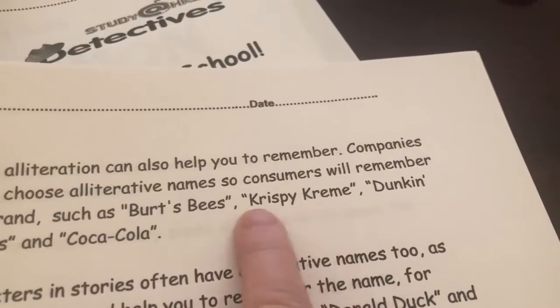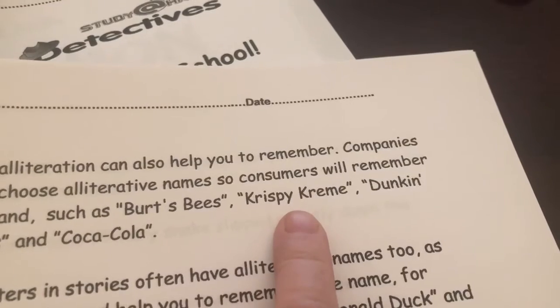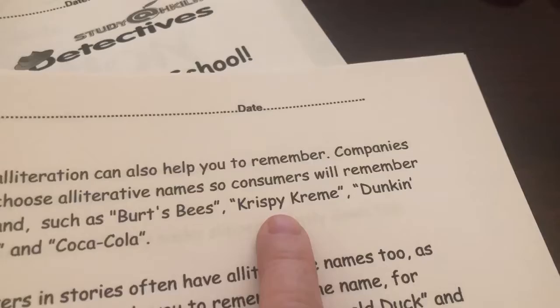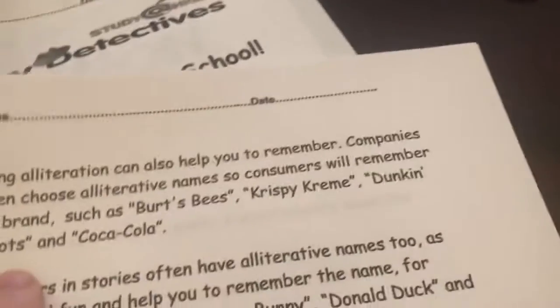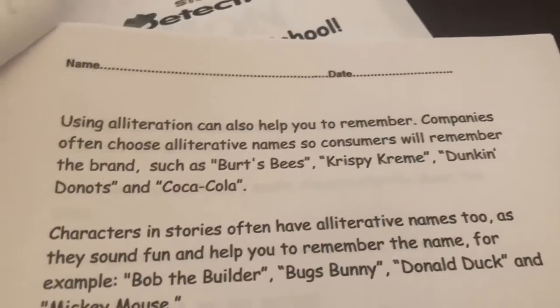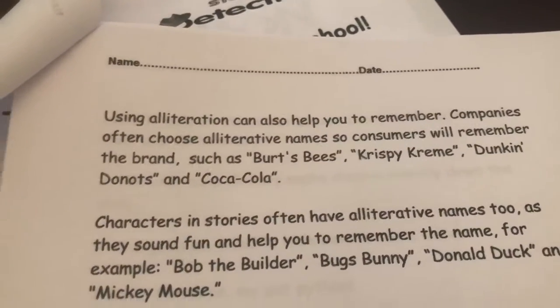Krispy Kreme, that's not really spelt correctly. That's how they spell it for fun, for their brand. But again, Krispy Kreme, that's an alliteration. So we kind of remember that. Dunkin' Donuts, that's another alliterative name. And Coca-Cola. So they make quite fun names which help you to remember.